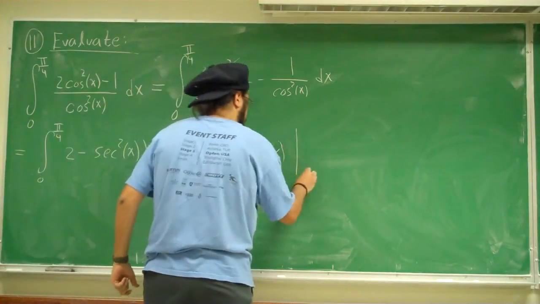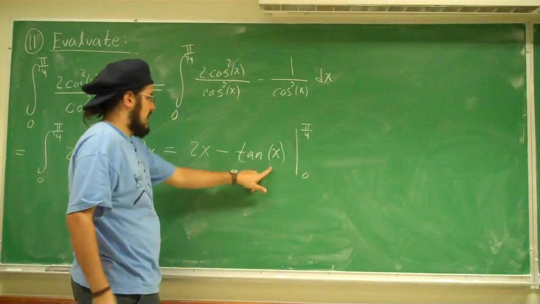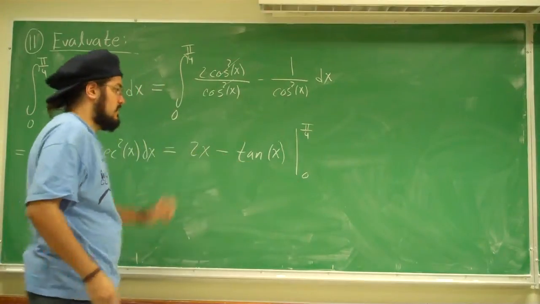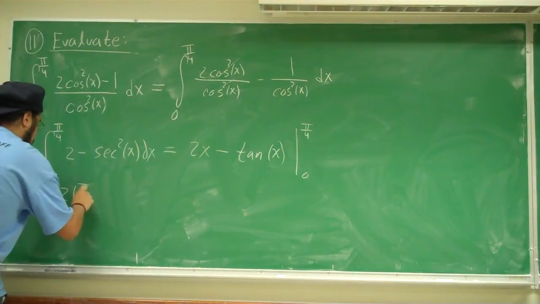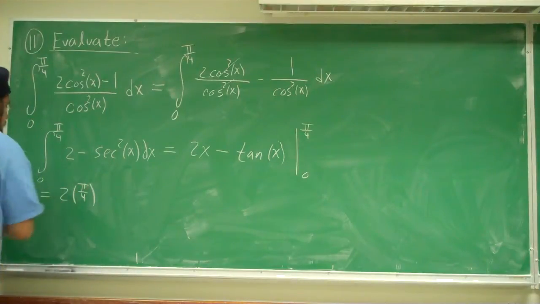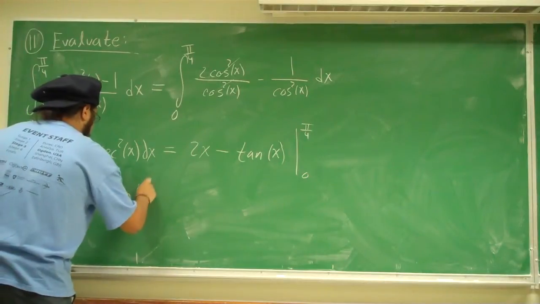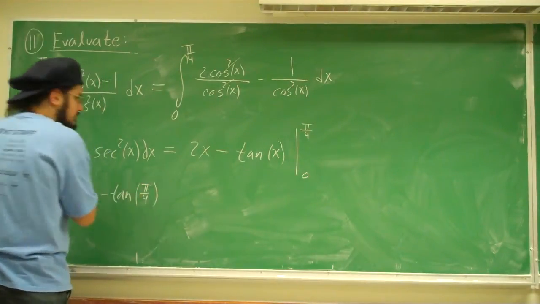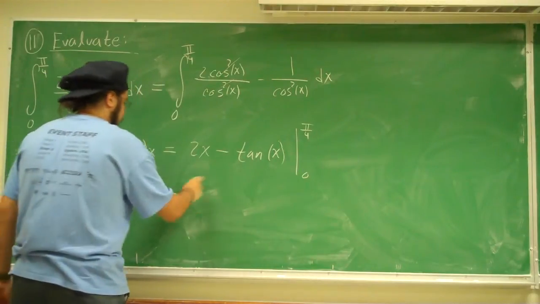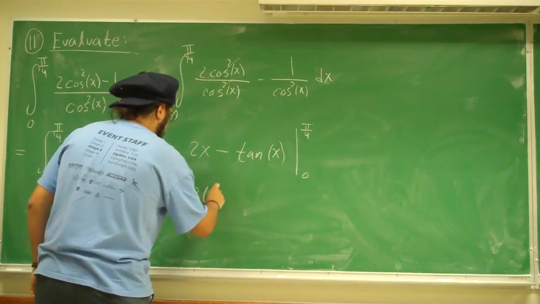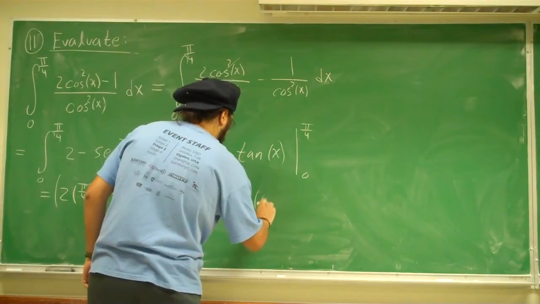So from 0 to pi over 4. First plug in pi over 4 into the x and then subtract whatever the 0 gives. So we'll have 2 times pi over 4, so that's pi over 4, minus tangent of pi over 4. So all this minus, now plug in the 0, so we have 2 times 0 minus tangent of 0.